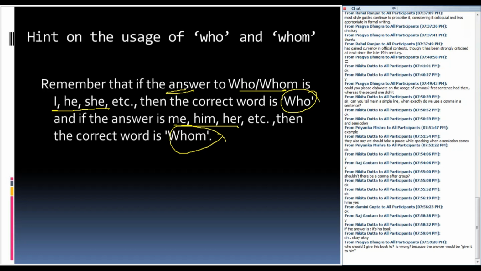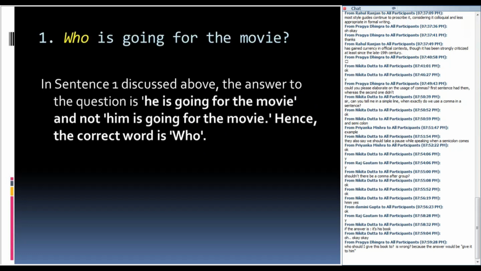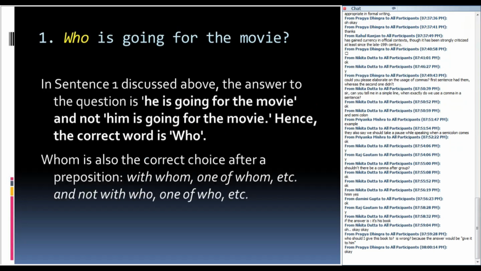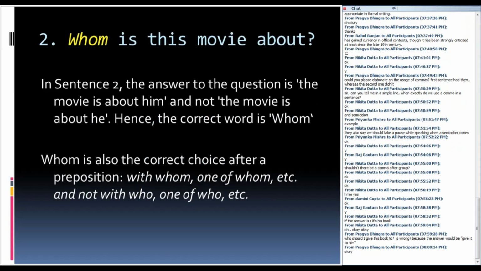Yes. Whom should I give this book to? I should give it to him. So yes, the question should be whom, not who. Okay. You can see some sentences. Who is going for the movie? The answer will be he is going for the movie. That is why we have used who correctly. Similarly, when I say whom is this movie about, the answer is this movie is about him.